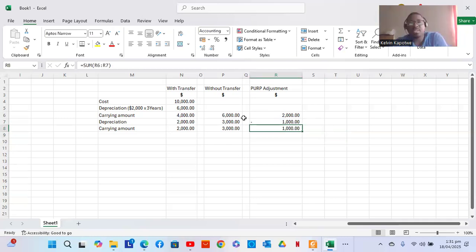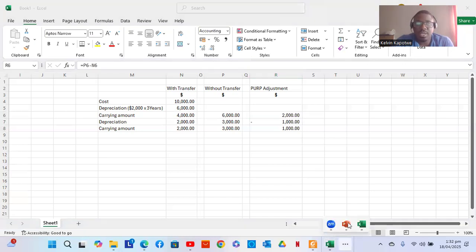That is how you are supposed to work this out. So the unrealized profit is basically 2,000 kwacha, and this 2,000 kwacha must be eliminated. So we know how to eliminate this 2,000 kwacha. So that is how you deal with that question there.